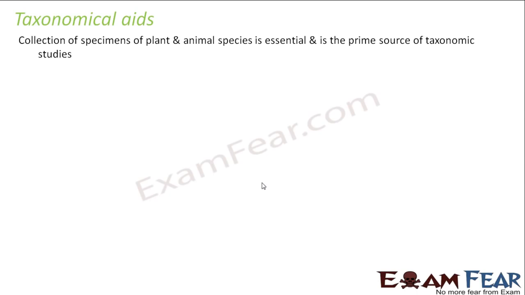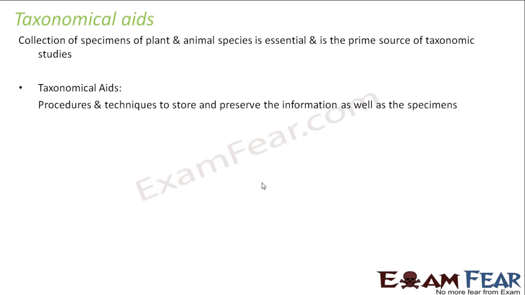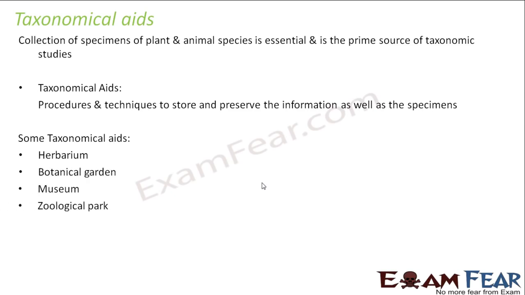There are a couple of techniques which actually help us in maintaining these specimens. So, some of the taxonomical aids: procedures and techniques to store and preserve the information as well as the specimens. As I said, we have a specific process and some specific areas which are only for maintaining those specimens. Some examples of taxonomical aids are herbarium, botanical garden, museum, and zoological park, which are also known as zoos. These are some of the techniques which help us in preserving the plant and animal species or specimens. Now let us quickly talk about each of these taxonomical aids in detail.